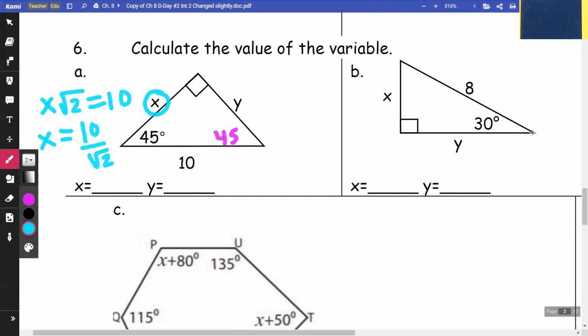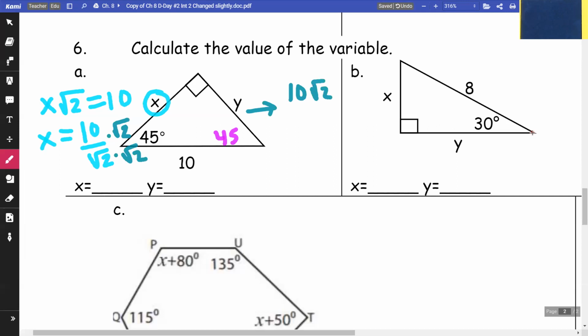Now, that is not my answer. We need to rationalize. So I'm going to multiply the top and bottom by √2. And when I do, I'm going to get 10√2 over 2. And 10 over 2 is a 5. So I get a 5√2. And this is a 45, 45, 90. So my x and my y are both going to be 5√2 because it's an isosceles right triangle.